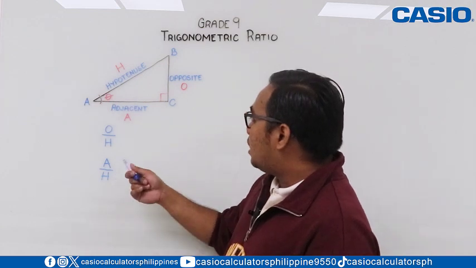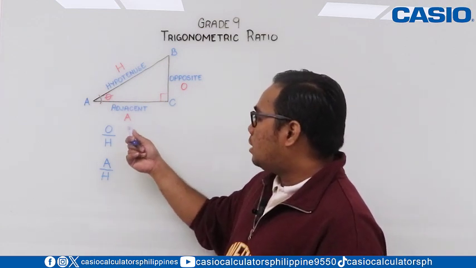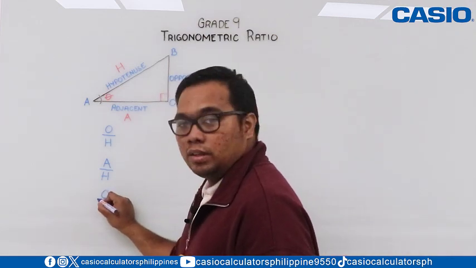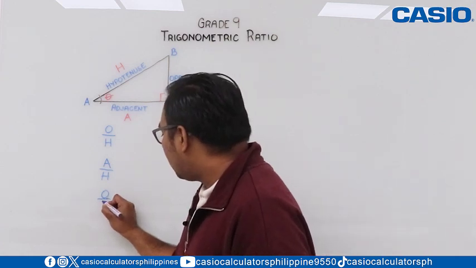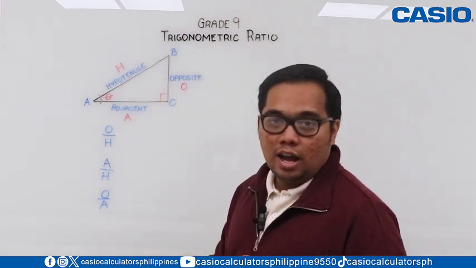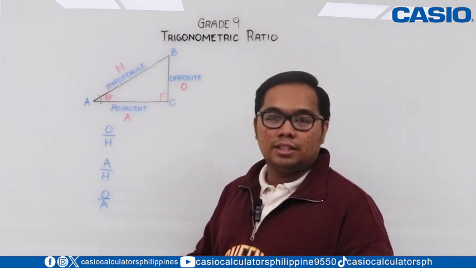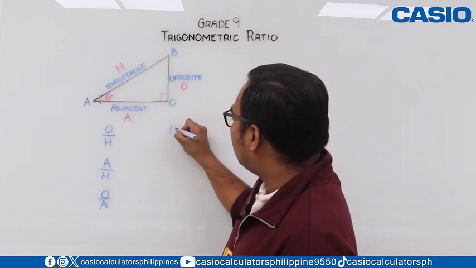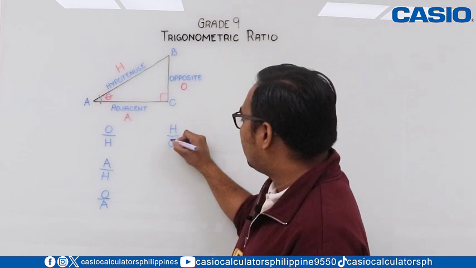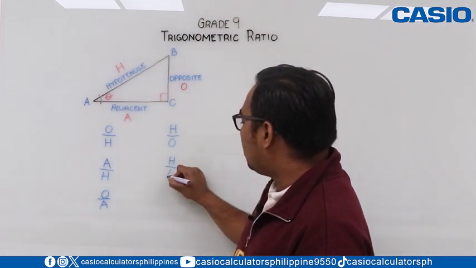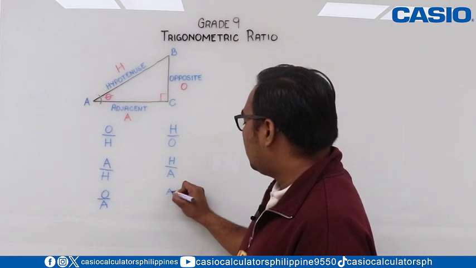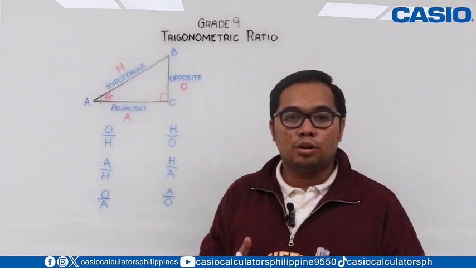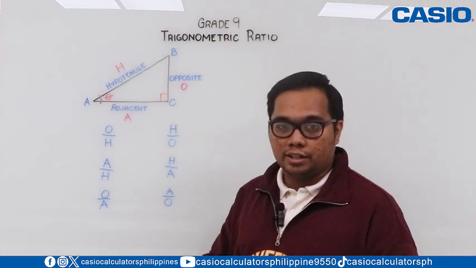Then I can select the opposite side and the adjacent side to create the ratio, and then we have O is to A. Now, I will select three other ratios, and those will be H is to O, H is to A, and A is to O. Now, we have all the possible ratios of the sides of the right triangle.